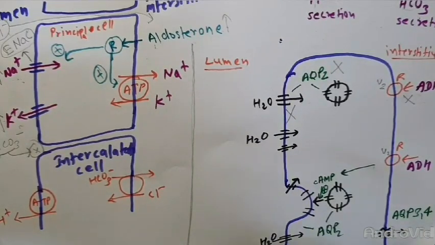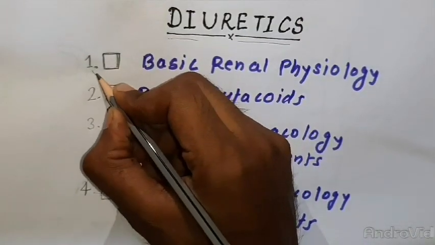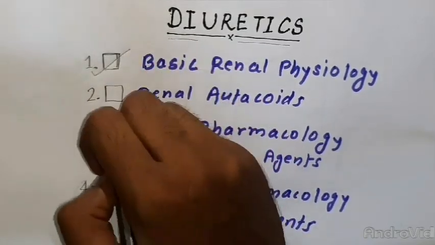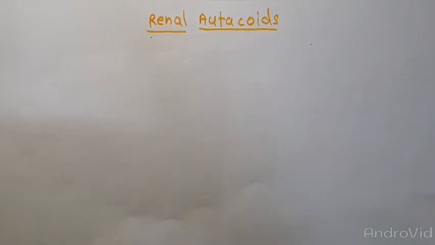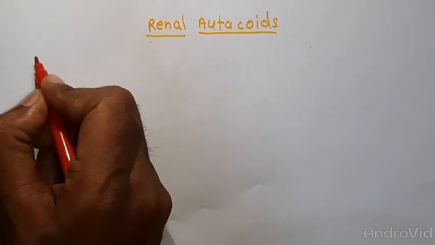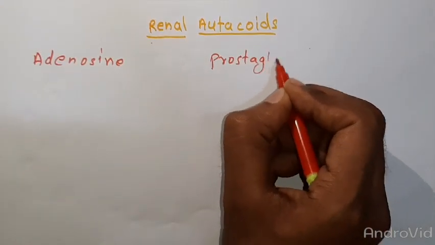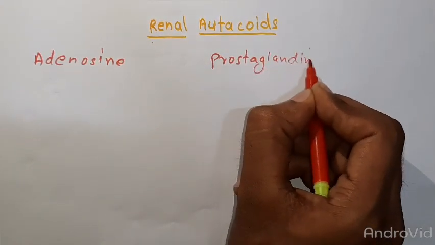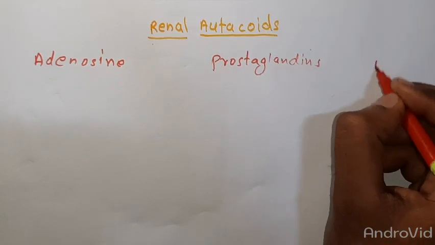So with this, we have completed the first part of our discussion. Now, moving forward, we are going to discuss the renal autocoids. Autocoids are nothing but paracrine factors. In renal autocoids, we will discuss three major autocoids: adenosine, prostaglandins, and some peptides.